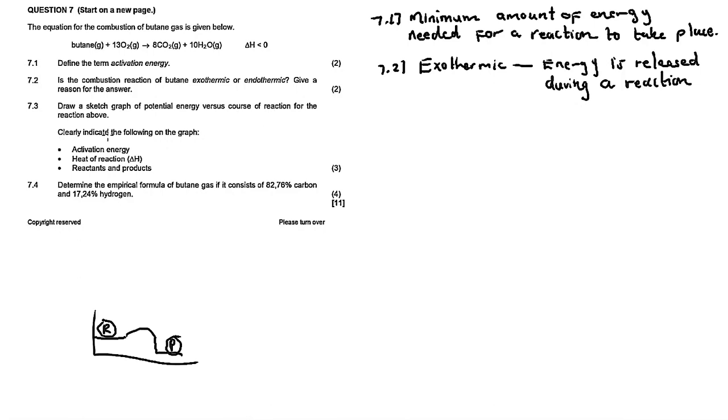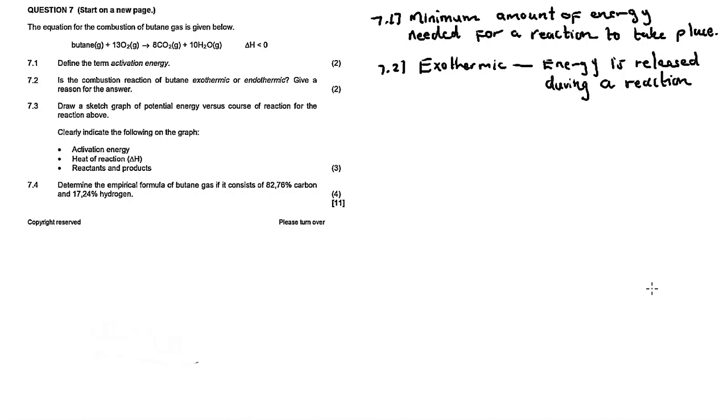Now clearly indicate the following on the graph. For 3 marks, you need to show the activation energy, the heat of reaction or enthalpy change, delta H, and the reactants and products as well.